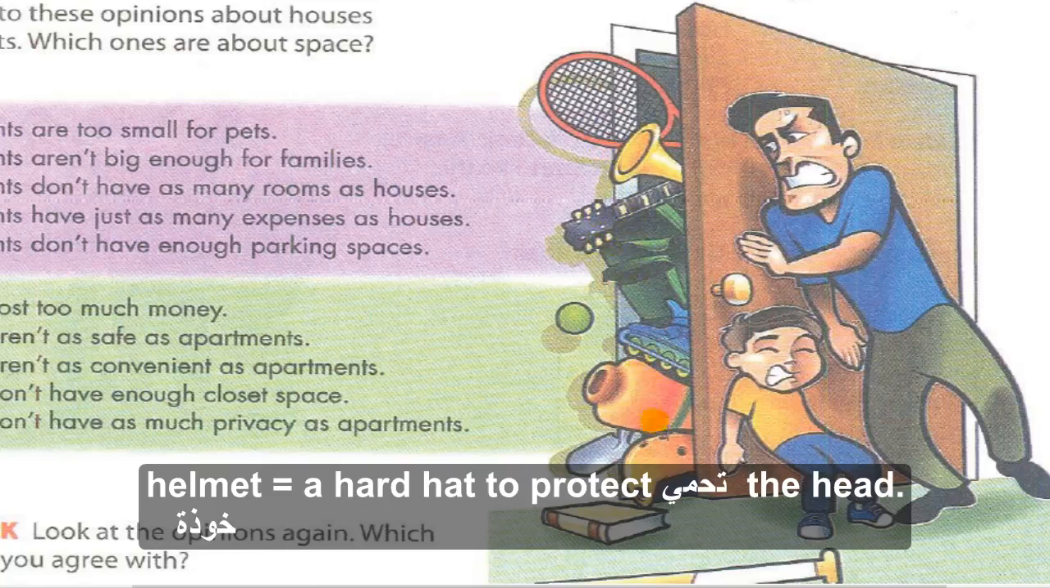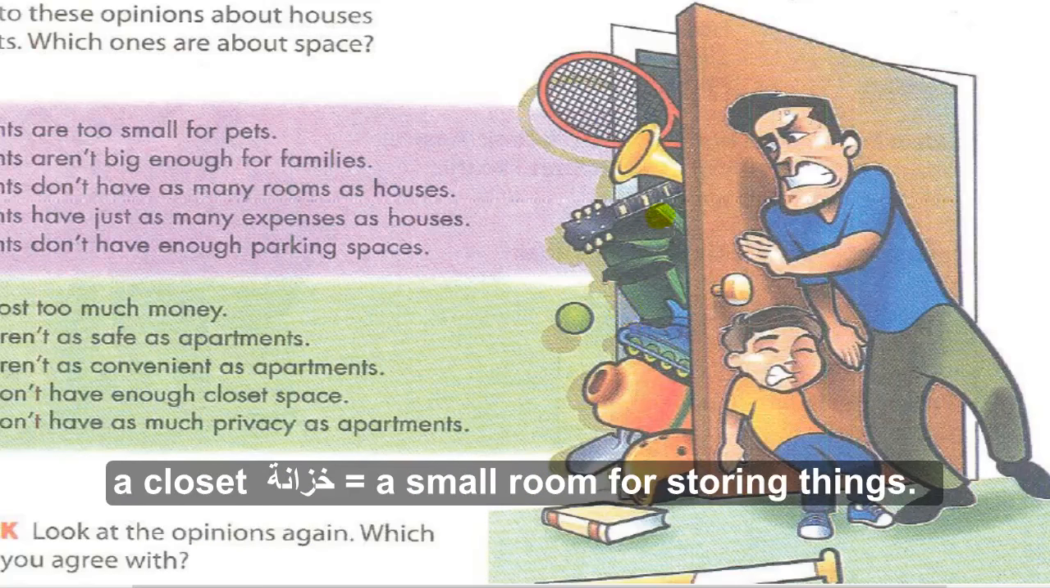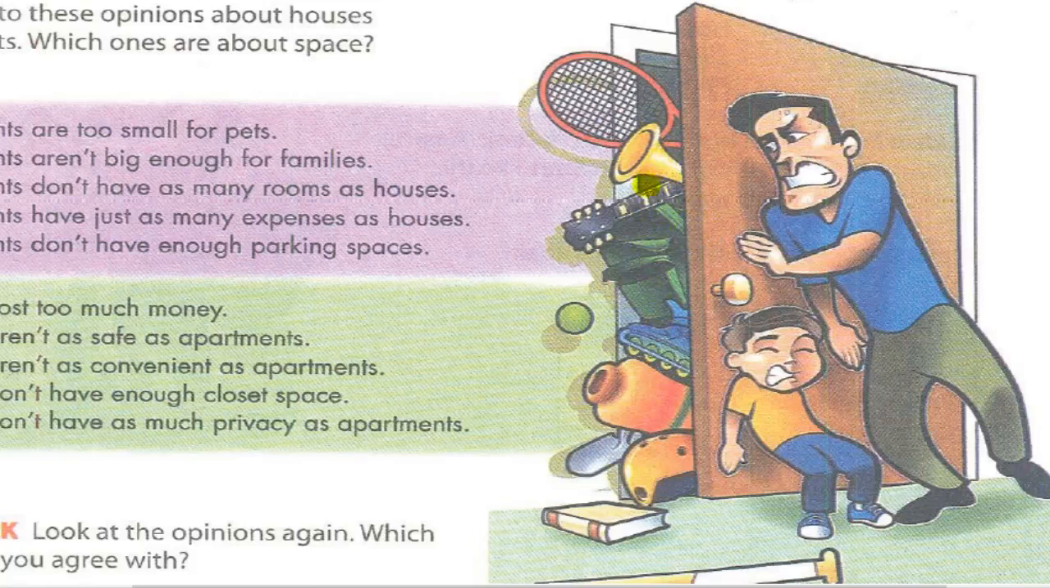Guitar, bag, helmet. This is helmet. What are these? Old things. What's this? This is a closet. A closet. American. We put old things in the closet. The closet has a lot of old things. The father and his son can't close the door.